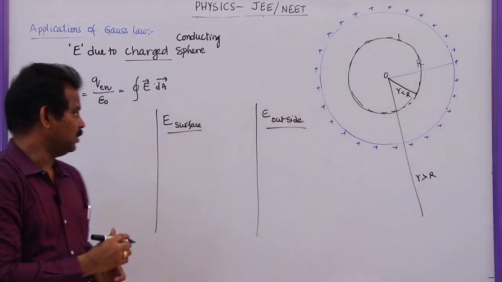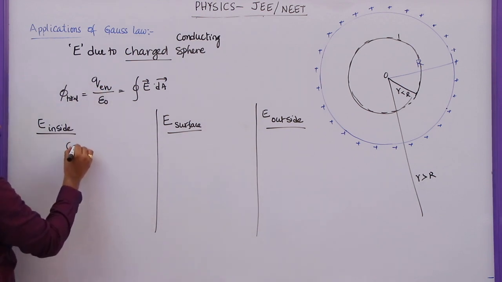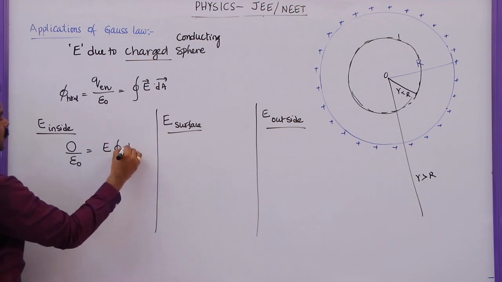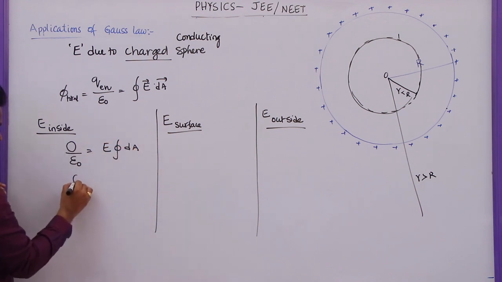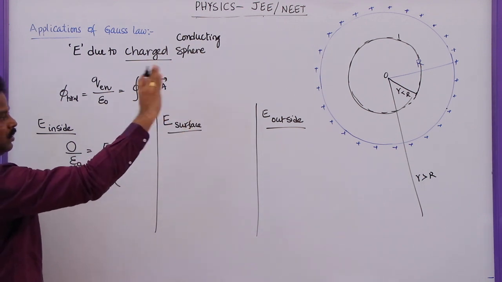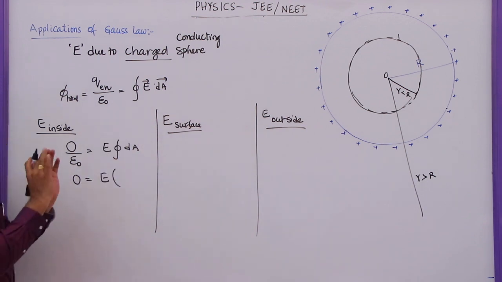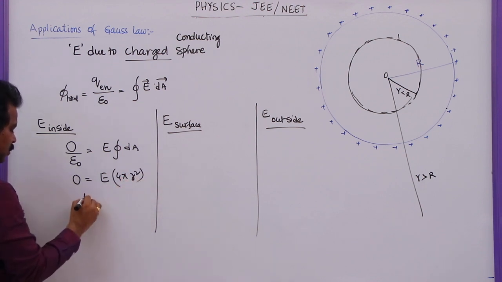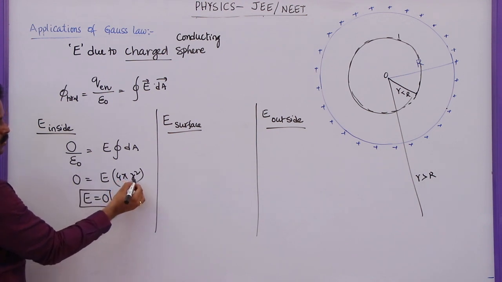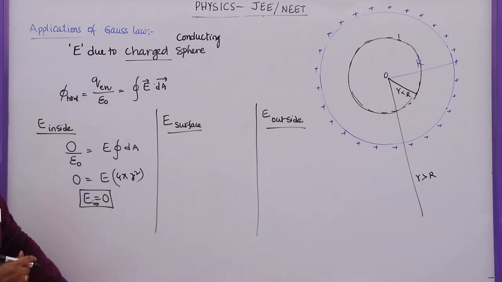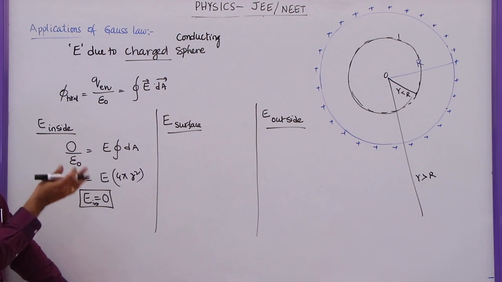Here what we can write, the charge enclosed by the closed Gaussian surface is 0 by epsilon naught, which is equal to E closed integral dA. So 0 by something is 0, which is equal to E into integral dA, which is the area of that closed Gaussian surface in the form of a sphere, 4 pi r square. So the product of this is 0, means E must be 0. Why? Because 4 is constant, pi is constant, r is also a non-zero value. So the electric field inside a charged conducting sphere is always 0 within the sphere.